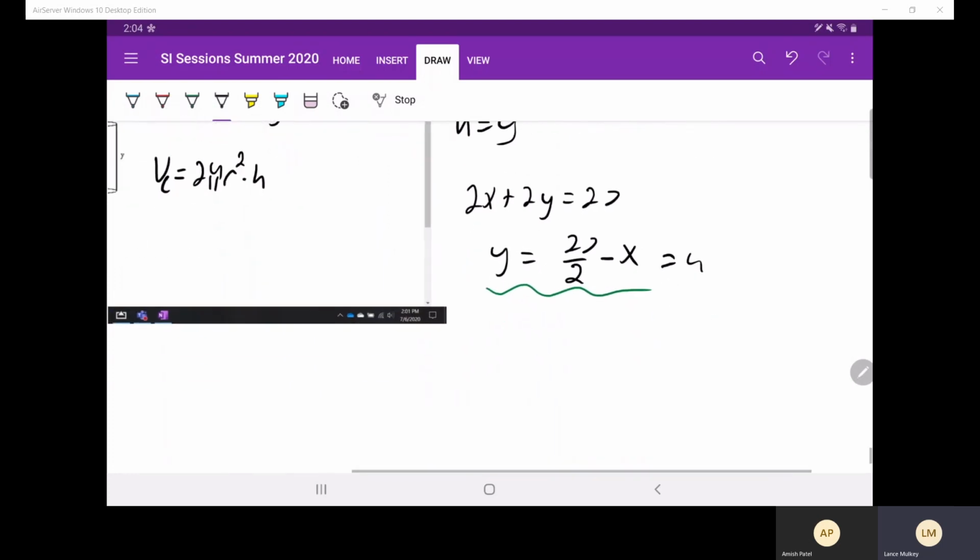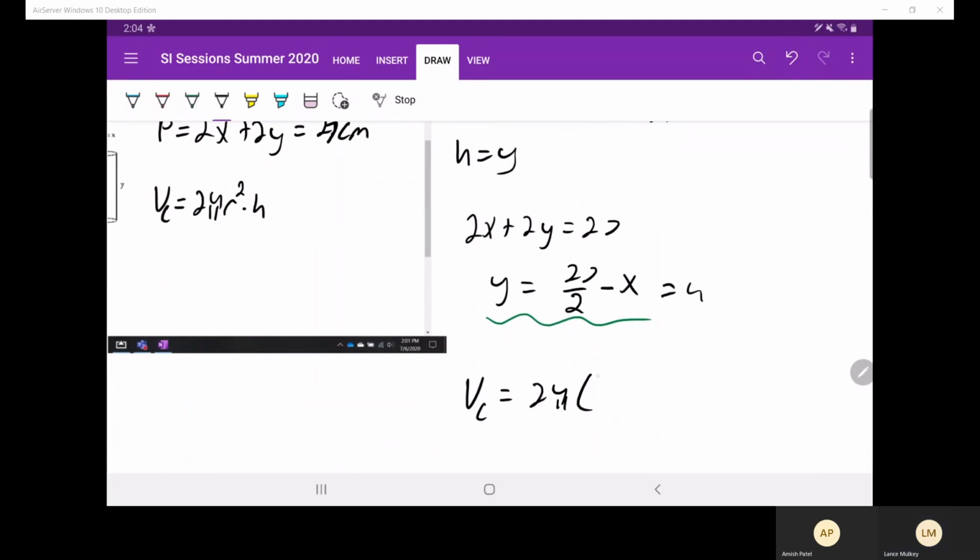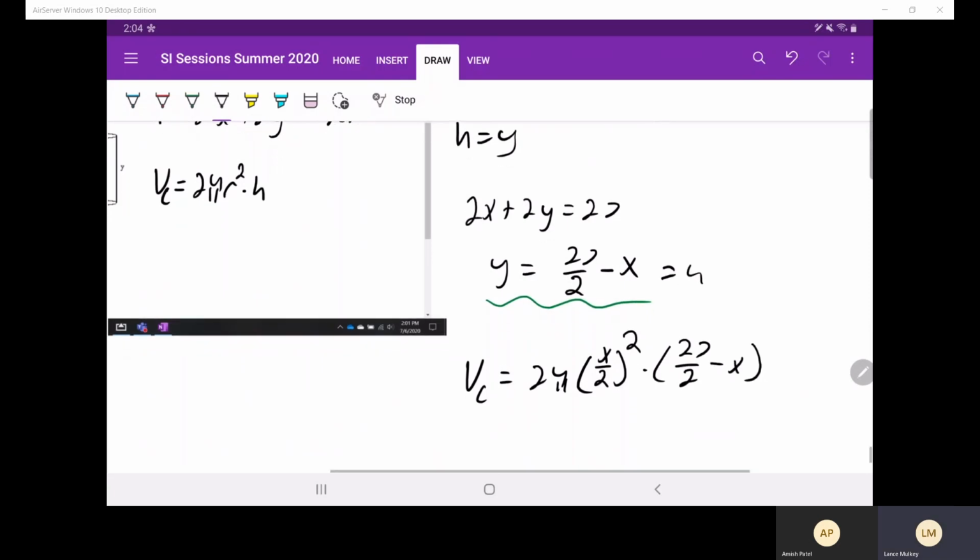So you can come down here to your volume equation. Equals 2 pi. Remember that r equals x over 2 squared times 27 over 2 minus x. Following along this far? Any questions? All right.